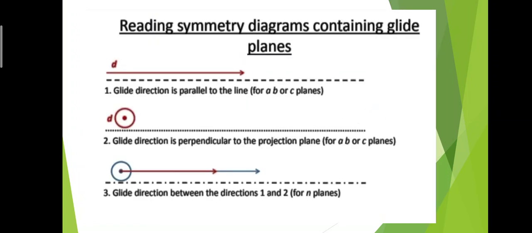Reading symmetry diagrams containing glide planes. One, glide direction is parallel to the line for a, b or c planes. Two, glide direction is perpendicular to the projection plane for a, b or c planes. And three, glide direction is between direction 1 and 2 for n planes.